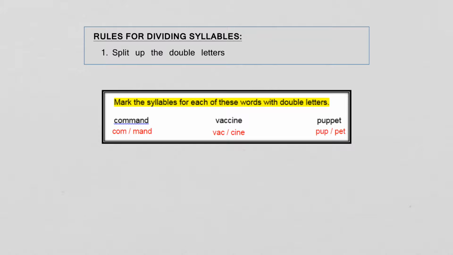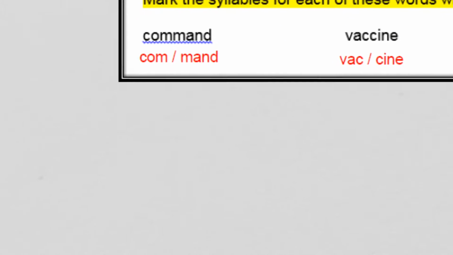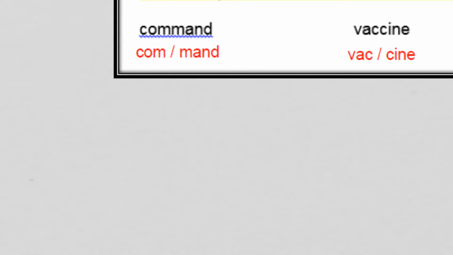So the first rule is that you need to split up double letters. So here I have a bunch of examples of words that have double letters in them. If we look at the word command, C-O-M-M-A-N-D, we can see that we have the first syllable come, second syllable mand, command. So that C-O-M, that's the sound of the first syllable, come, and then the second syllable, mand. So two syllables, and the two M's, when we show the syllables, they get split up.